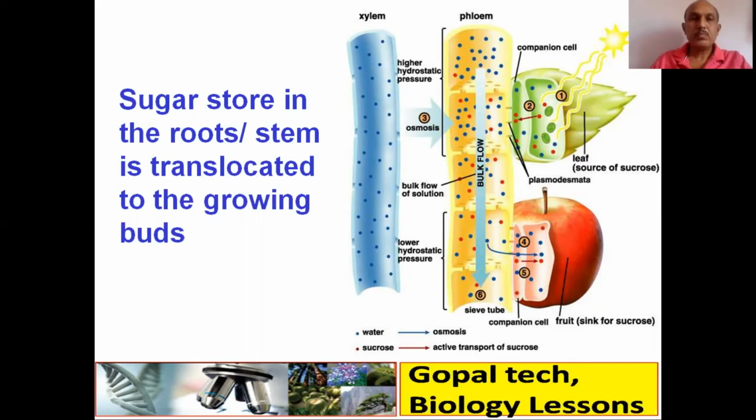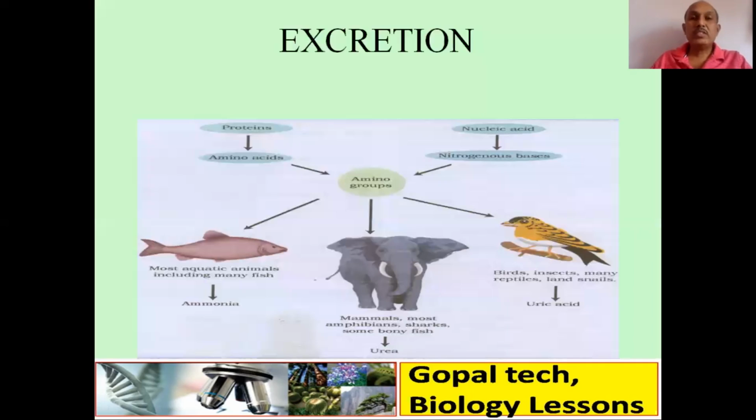Okay. Now come to the second last concept, which is excretion. See, generally animals take proteins and nucleic acids. So proteins contain amino acids, nucleic acids contain nitrogenous bases. So both are converted into amino groups, that is amino acids. So these amino groups are a waste product of nitrogen.